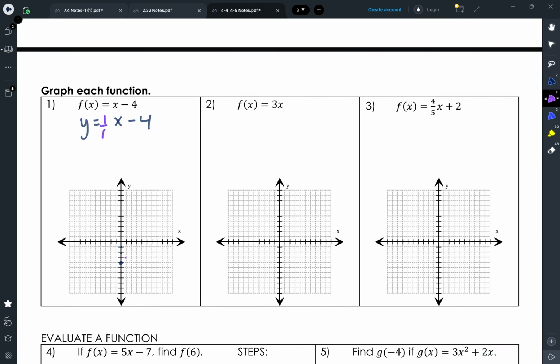So I'm going to go up 1 and then 1 to the right from that point. So we start at our y-intercept and then we graph our slope. I could move down 1 and 1 to the left as well and continue that pattern.